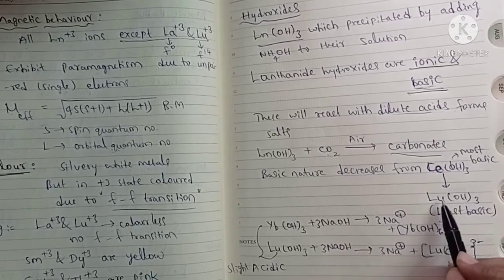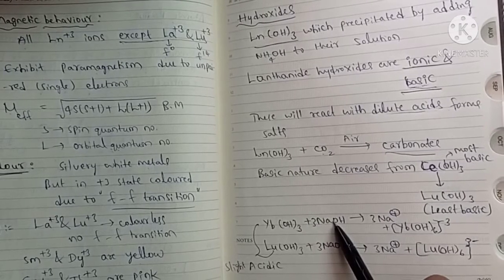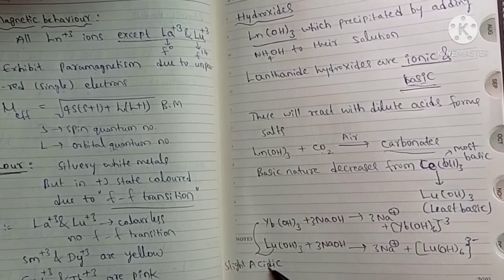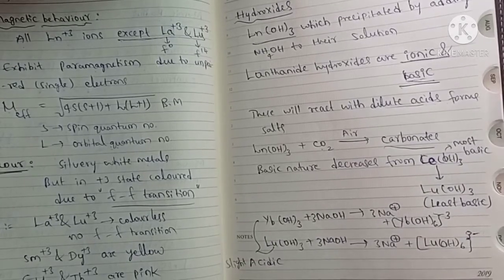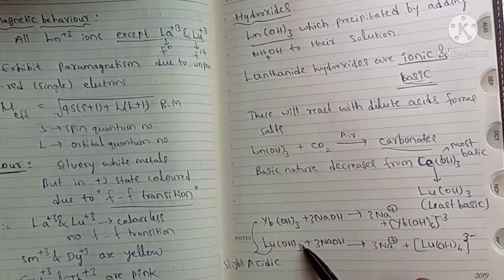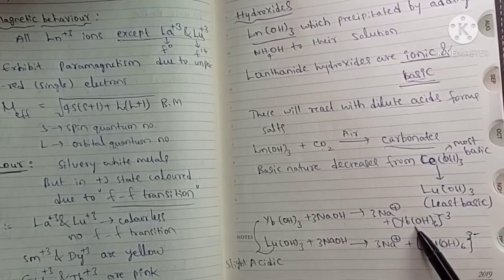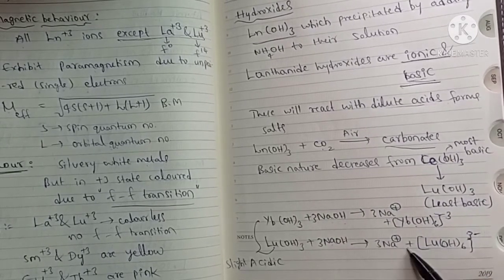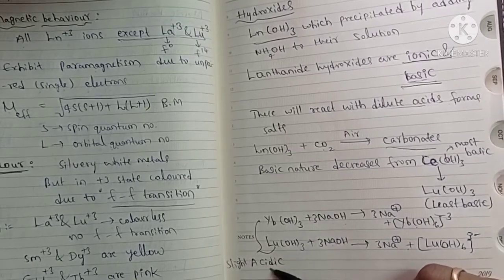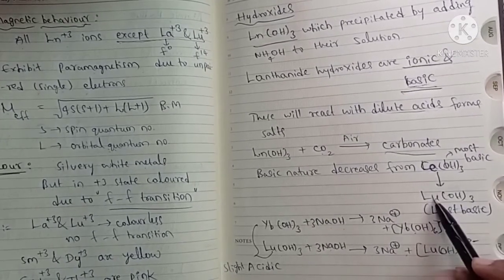Here lutetium hydroxide and ytterbium hydroxide react with the base, meaning they contain slight acidic character, meaning basic nature decreases from cerium to lutetium. This is confirmed by their reaction with bases. They react with bases and form salts. So that's why we can conclude that ytterbium and lutetium hydroxides are slightly acidic in nature, meaning basic nature decreases from cerium to lutetium hydroxide.